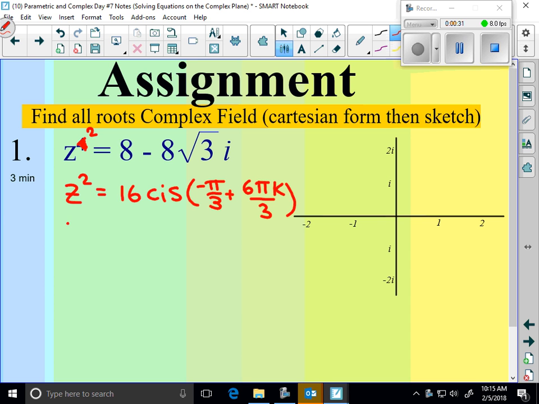And now what I would do is take the square root of both sides. So the square root of 16 is 4. And what do I do with that 1/2 with the angle? Multiply. So I get negative pi over 6 plus 6 pi k over 6. And now I could come up with my roots, if you will.